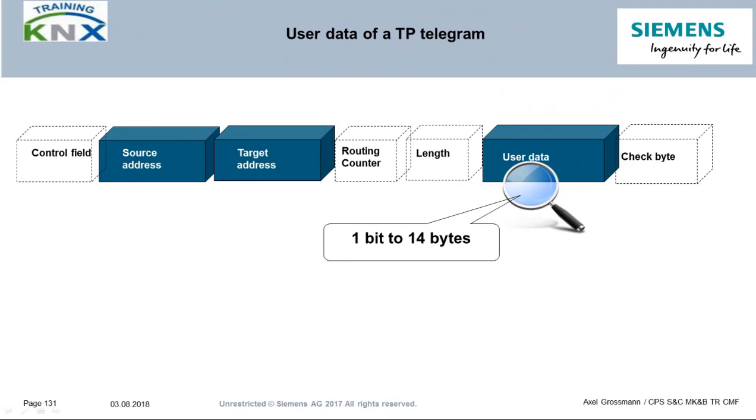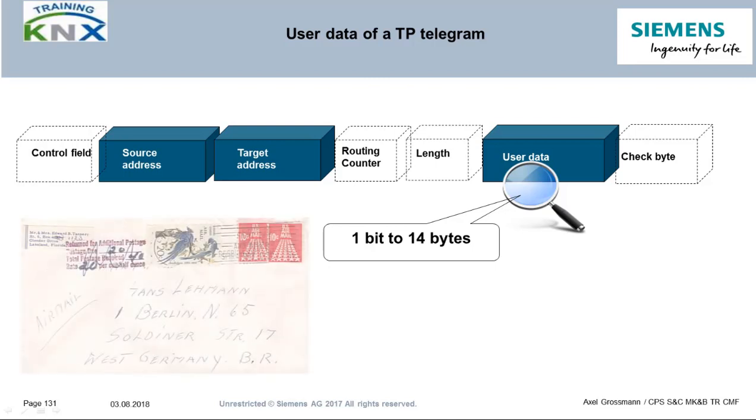User data in a twisted pair bus telegram. Let's proceed to a new topic, the bus telegram as it is used on the medium twisted pair. We begin with the three most important parts of it, the two addresses and the user data. Compare it to sending a letter or an email.